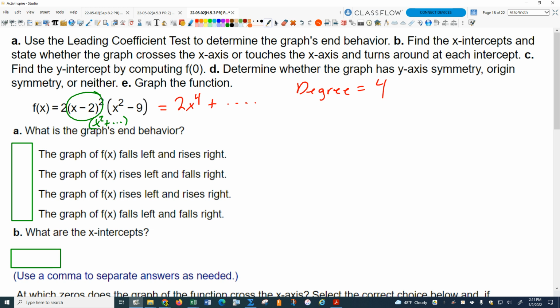Give me 1 to 5 on that. We good? Okay. What's the maximum number of x-intercepts we could have? 4. Yeah, it's just equal to the degree of the polynomial, right? Okay, good. Good.